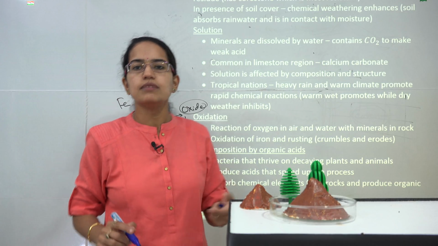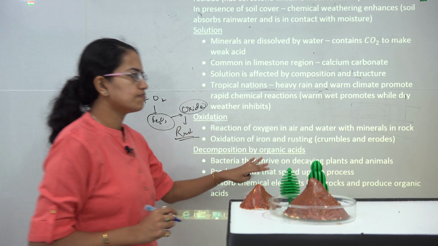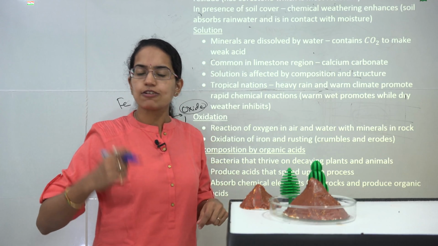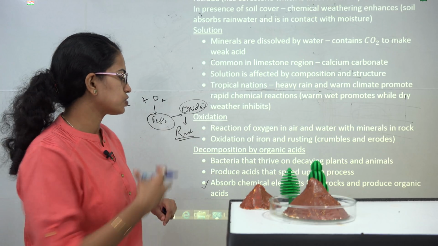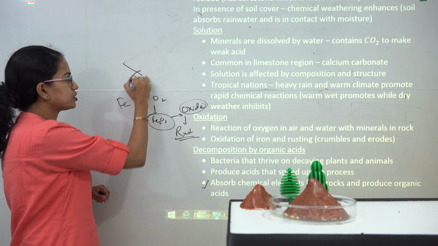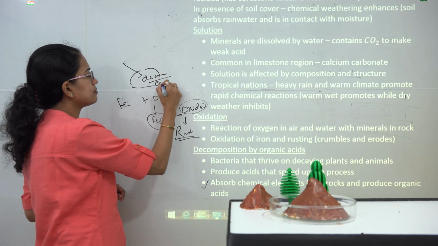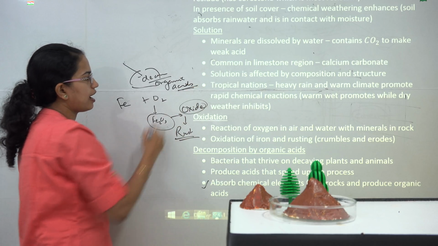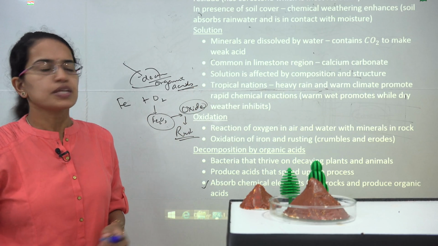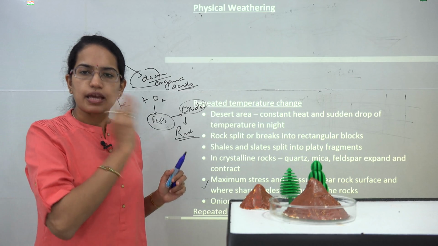Then you have decomposition by various organic compounds. That is done mainly by the action of bacteria which are available through the plants and the animals. These bacteria go into the soil, they decompose the soil, mainly the organic acids, and finally you have the weathering that is seen. So those are the common types which we talk about under chemical weathering.